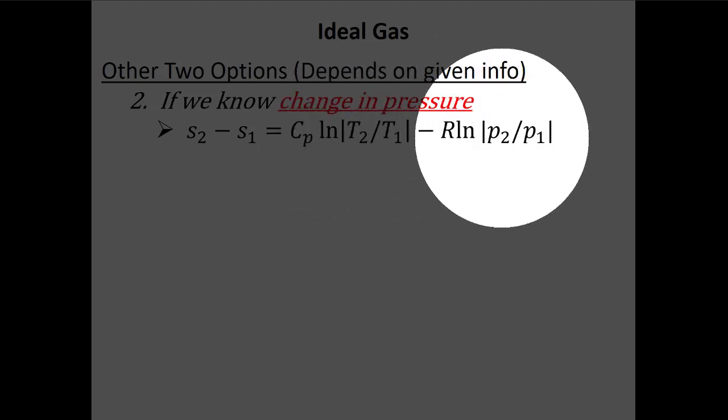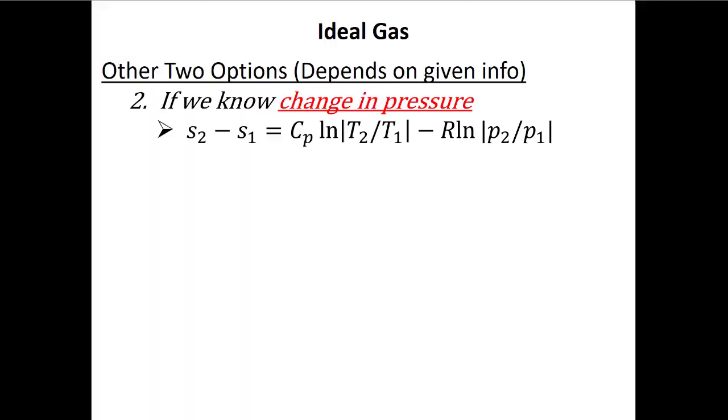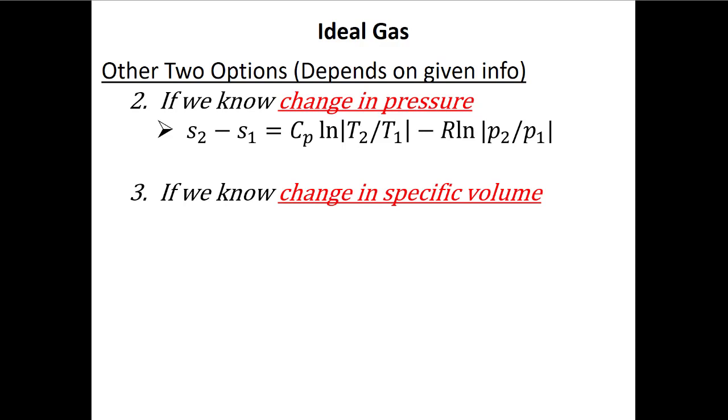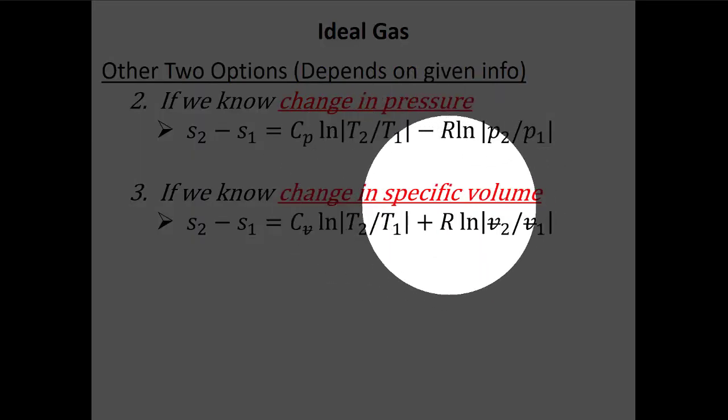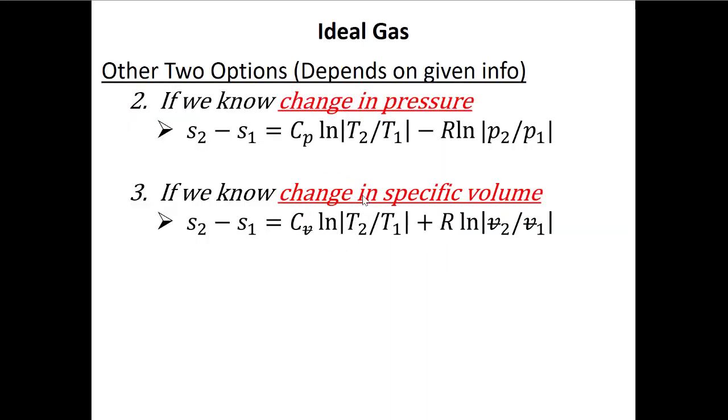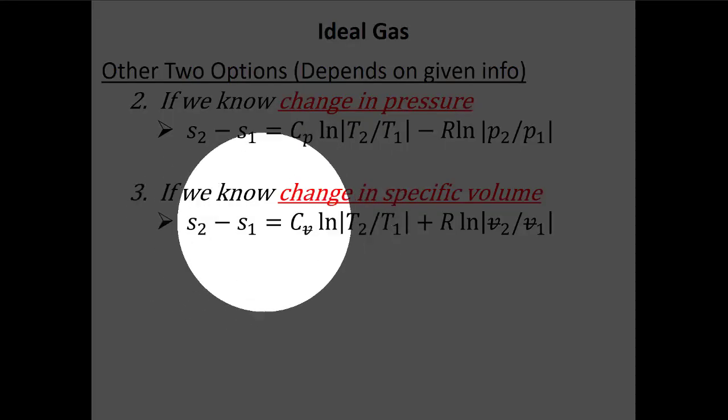And then this looks like the same pressure difference part that we saw for ideal gases when we were using the table. Now, if we know the change in specific volume, our equation gets a little bit different. So usually if we're talking about closed systems, like a piston cylinder assembly, we'll often know how the volume or the specific volume changes. So in this case, we still have S2 minus S1.